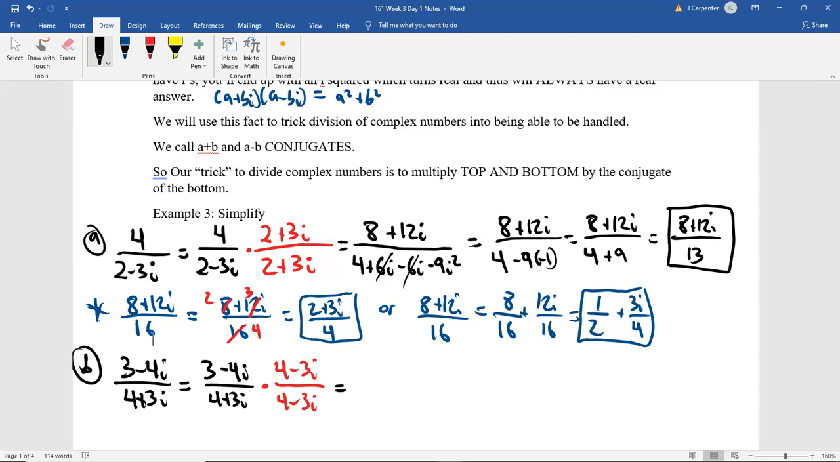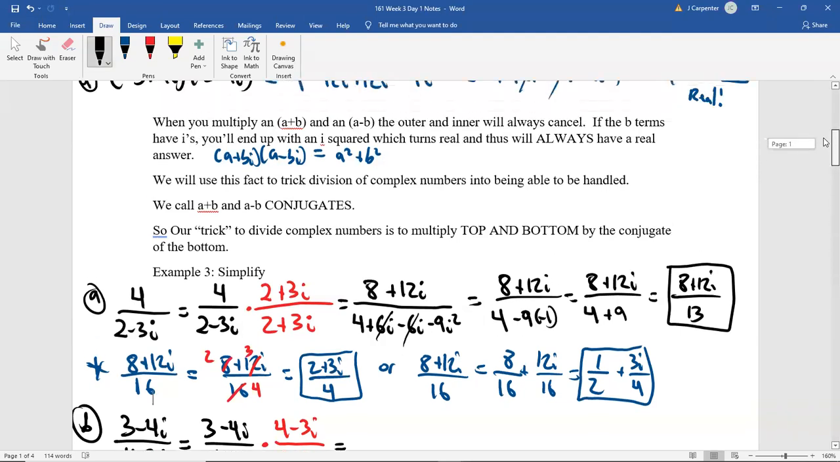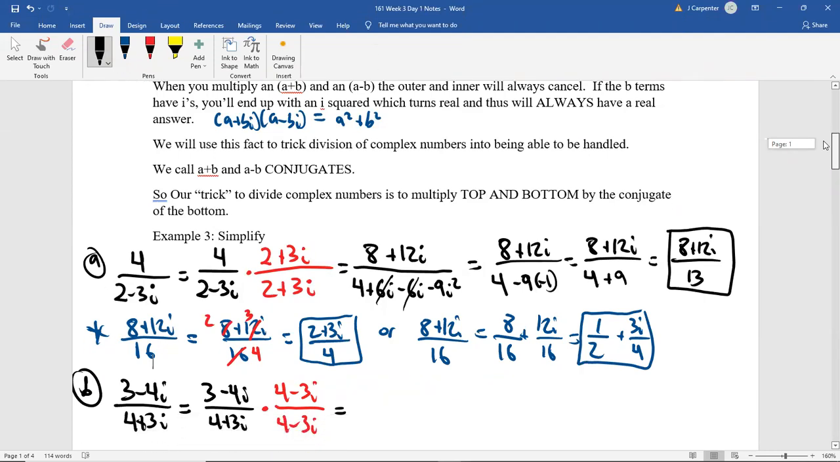We will then FOIL. We have to FOIL the top and the bottom. There are shortcuts for the bottom, but not the top. I'm not going to take either of those shortcuts. I'm just going to complete the FOIL. So let's just pretend the bottom's not even there. Just focus on the 3 minus 4i times the 4 minus 3i.